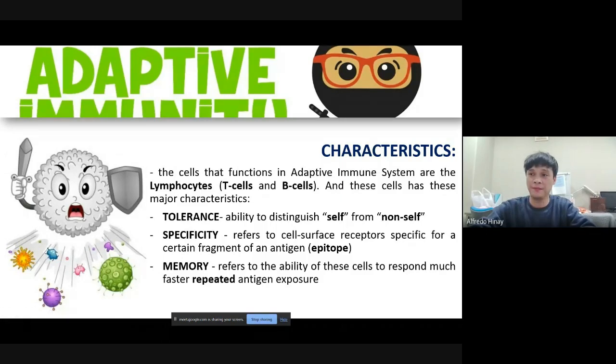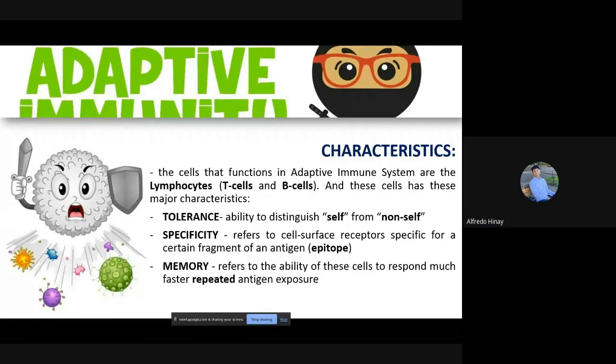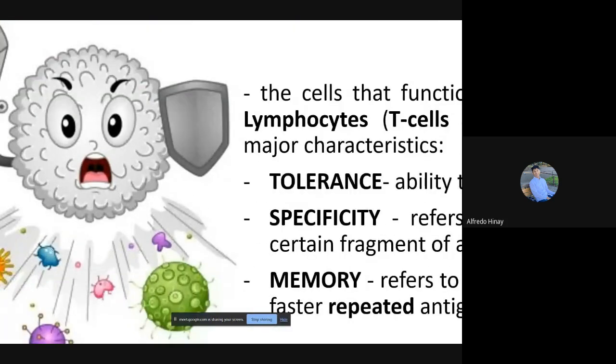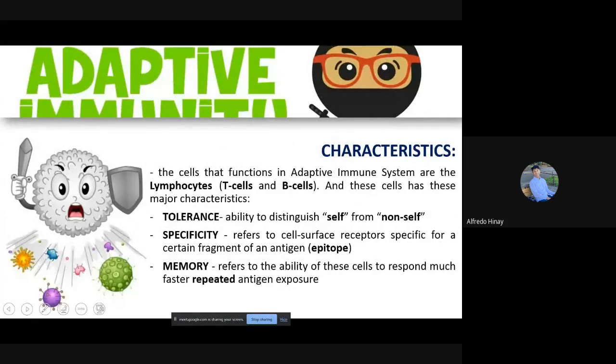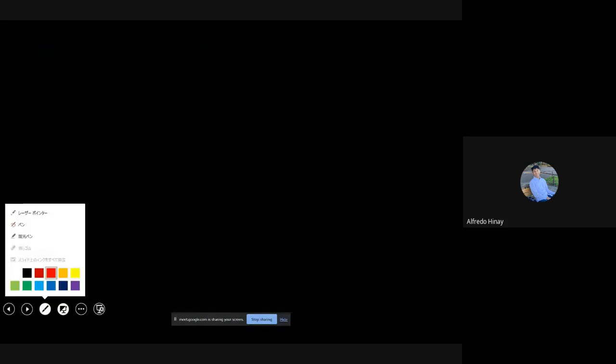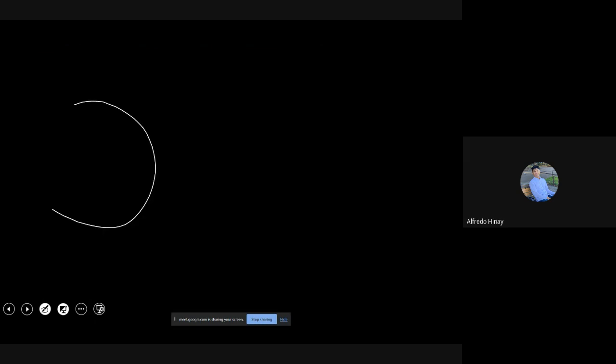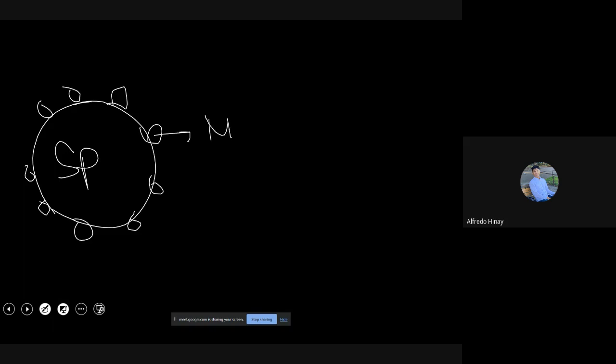For example, let me illustrate an epitope. If this one is your Streptococcus pyogenes, it has M protein on its surface, right? M protein is an antigen. So this M protein, we call this one an antigenic determinant.